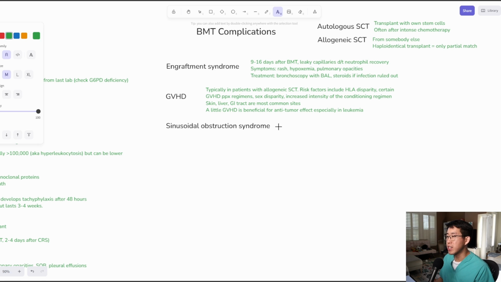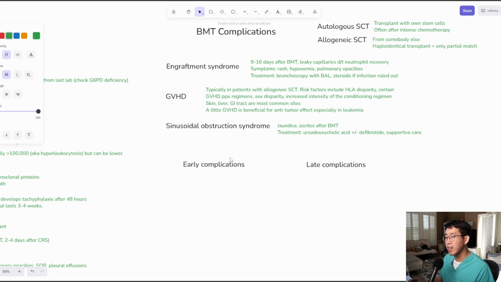This last one here, sinusoidal obstruction syndrome, I just included because I had a patient that was one of my first patients in the ICU as an intern. And basically, if you see jaundice, ascites, and liver dysfunction after a bone marrow transplant complication, you can think about this condition called sinusoidal obstruction syndrome. Treatment is with ursodeoxycholic acid plus or minus antifibrotic agents like defibrotide.